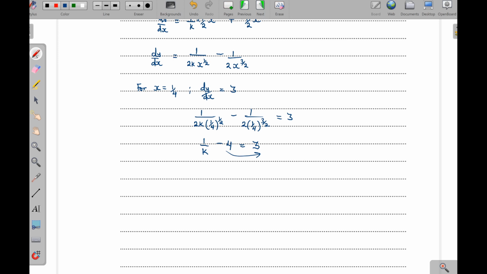Then take this to this side, it will become 7. So 1 over k will be equal to 7. Then we cross multiply, that means k is equal to 1 over 7.